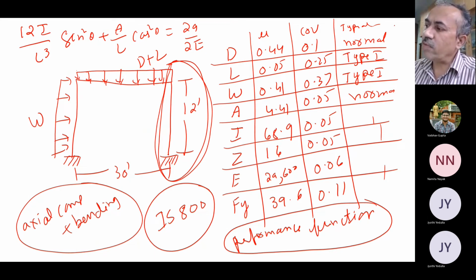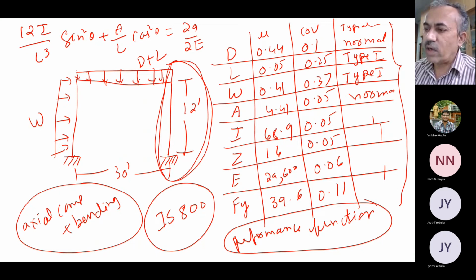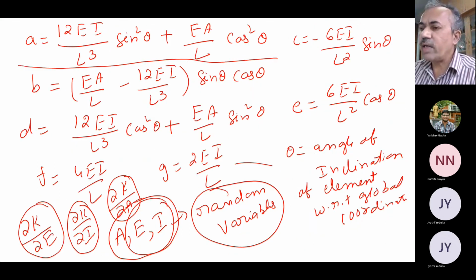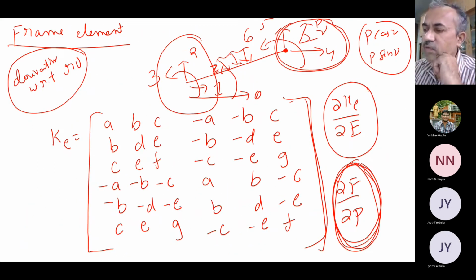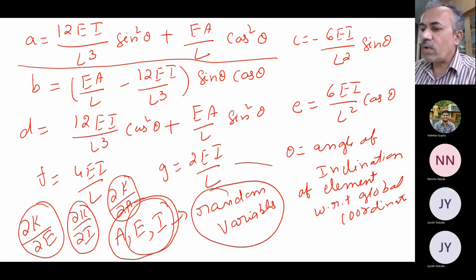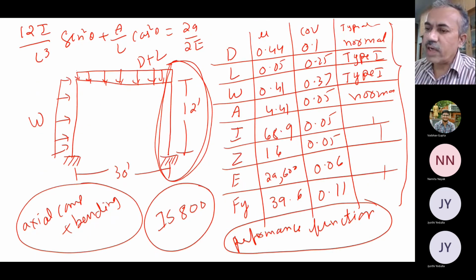Now how will you solve this problem? How do you solve it by stochastic finite elements? What is the first step you have to do? For this framed structure, if you want to use finite element, there is already a stiffness matrix for a frame element. So how to solve it in FEM: you write the stiffness matrix of these columns and beams of this frame element, and then you get your stiffness matrix. Now what are the random variables here?